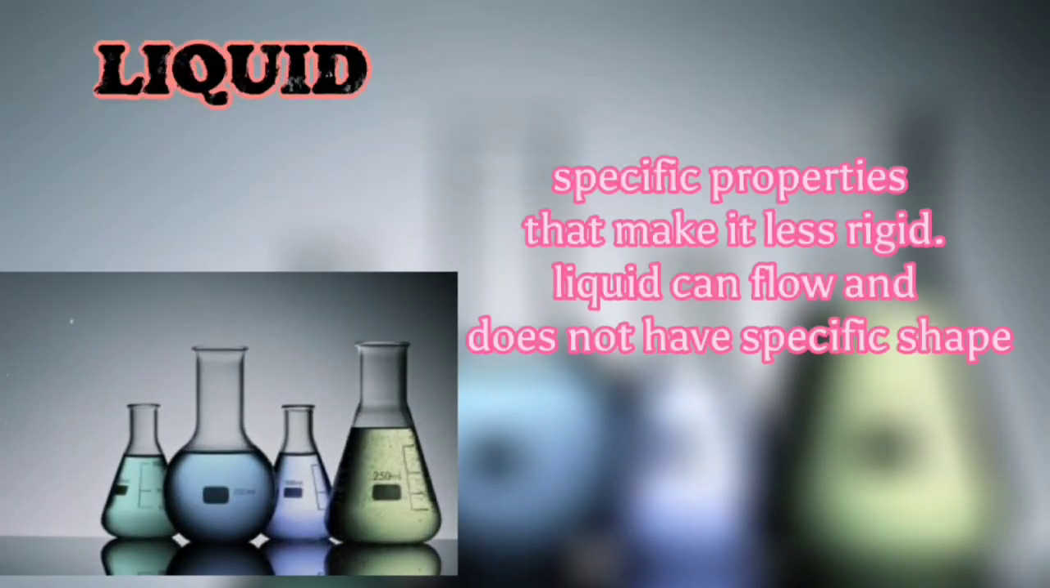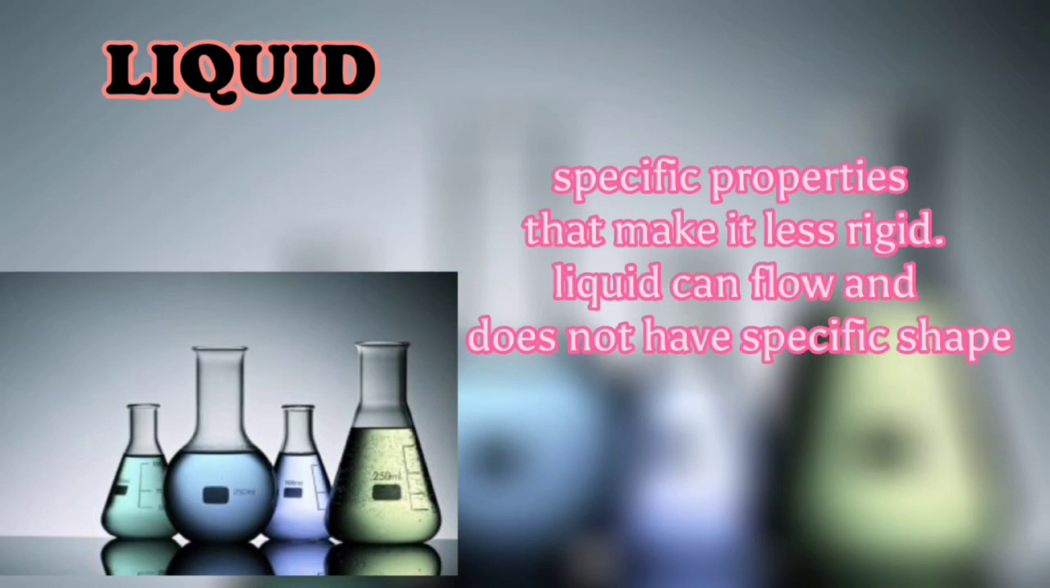Now let's talk about liquid. Liquid is a type of matter with specific properties that make it less rigid. A liquid does not have a specific shape. Instead, a liquid conforms to the shape of the container in which it is held. For example, we can see liquid can follow the shape of the glass and the shape of any container. They will follow exactly the same shape.